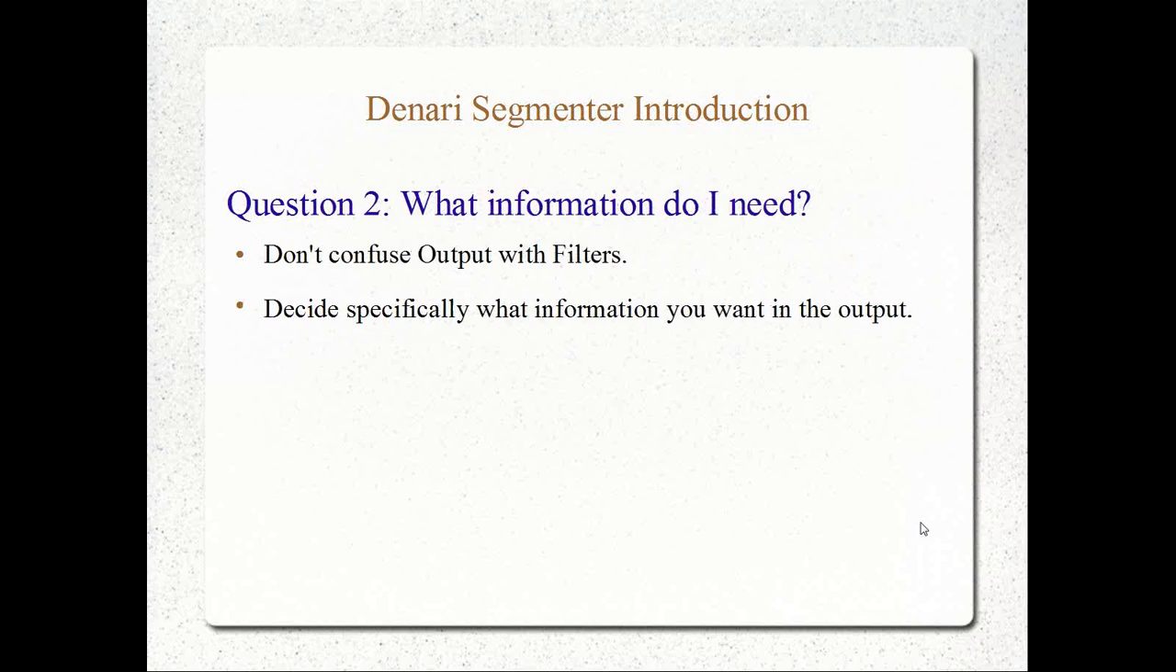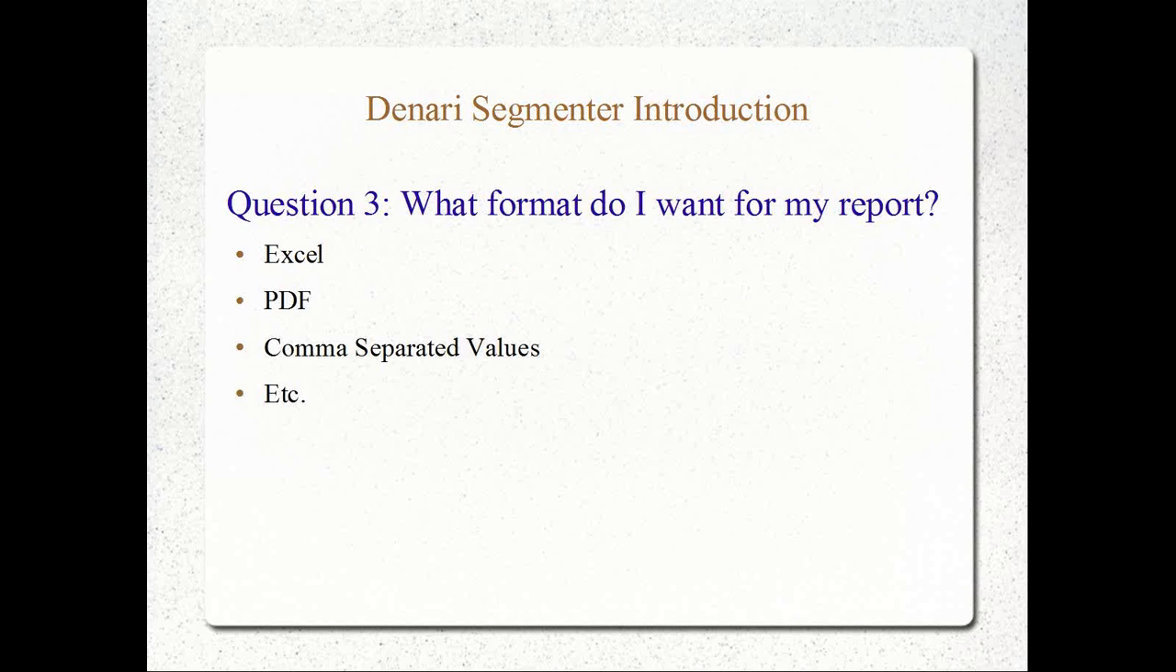Question 2, what information do I need in the output? Don't confuse output with filters. Just because I use zip code as a filter doesn't mean that I necessarily want the zip code in the output. For example, I may want a list of gifts donated by anyone in a specific zip code. I don't need to see that zip code in the output. I just need to see the names and how much was donated. The elements in the output can be completely different from the filter criteria, so you will need to decide specifically what information you want in the output.